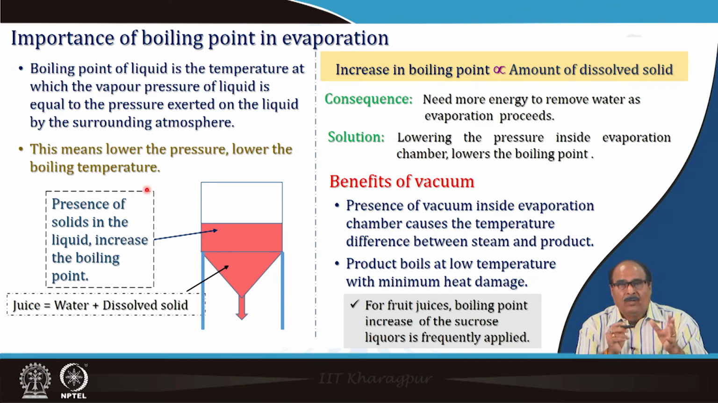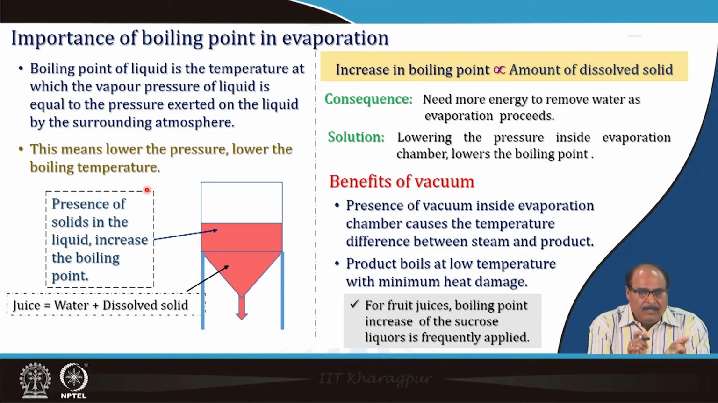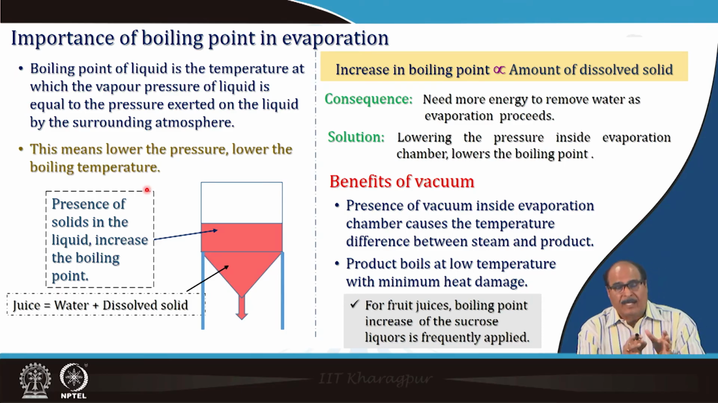So, by boiling point elevation, we mean the boiling point of a liquid is the temperature at which the vapor pressure of the liquid is equal to the pressure exerted on the liquid by the surrounding atmosphere. One can get the benefits of vacuum: the presence of vacuum inside the evaporator chamber causes a temperature difference between the steam and the product, and the product boils at a low temperature with minimum heat damage.